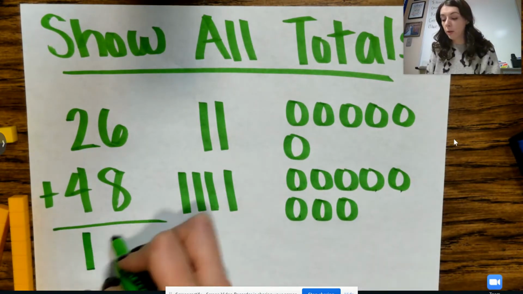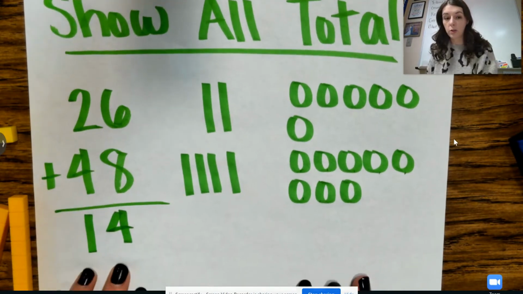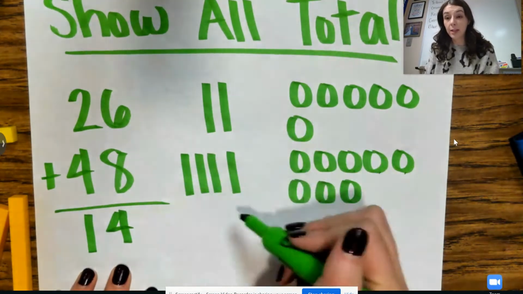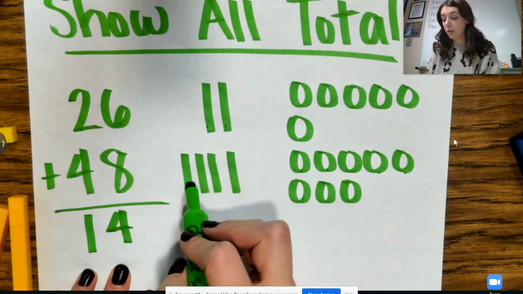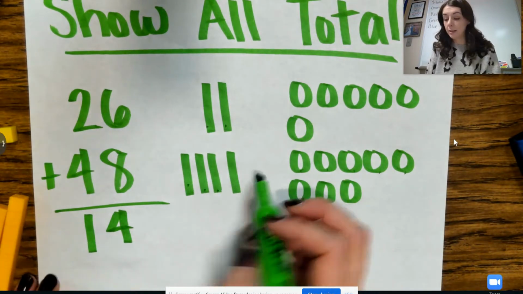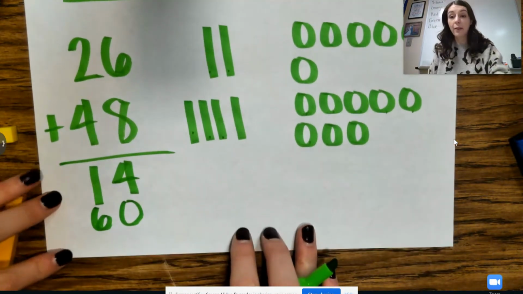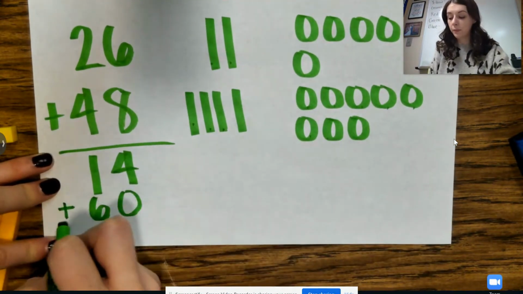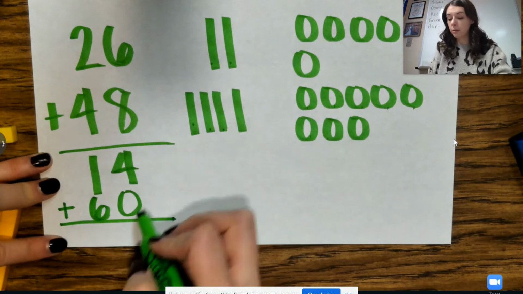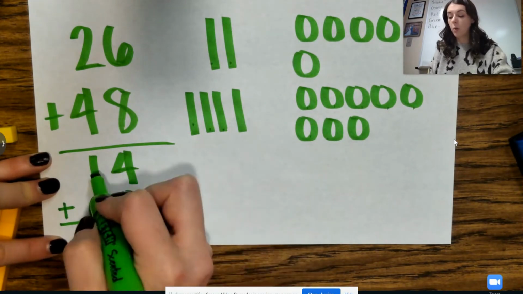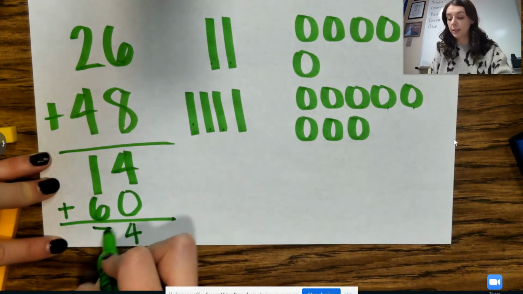They're going to write 14 over here in our equation. Then they're going to count their tens. 10, 20, 30, 40, 50, 60. They're going to write that right below. Oops, I'm running out of room. Now they have a new equation. 4 plus 0 equals 4. 1 plus 6 equals 7.